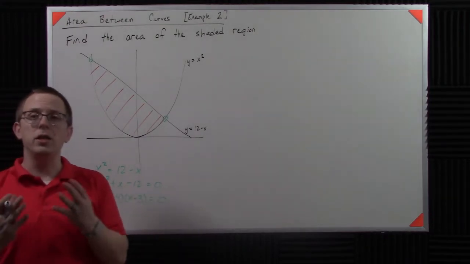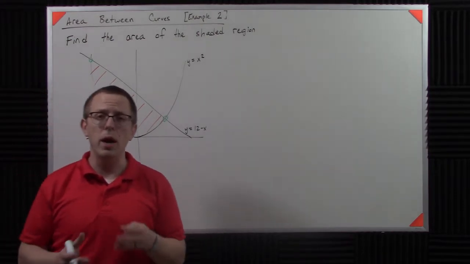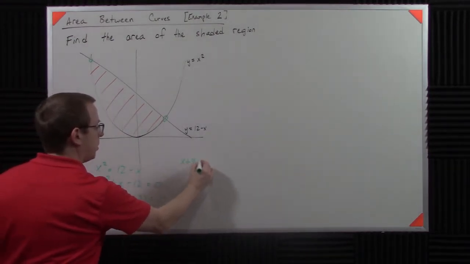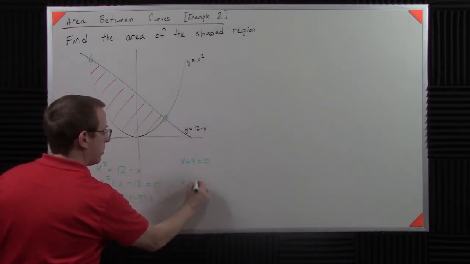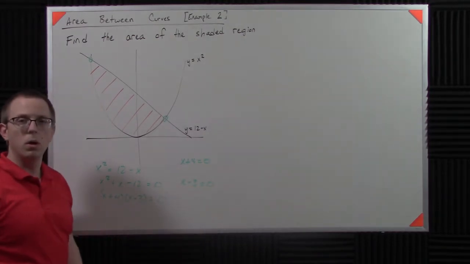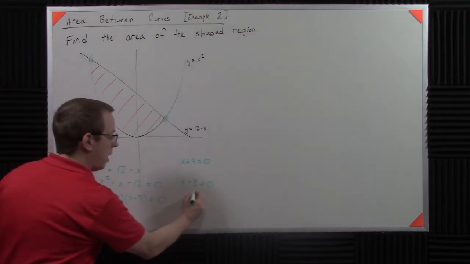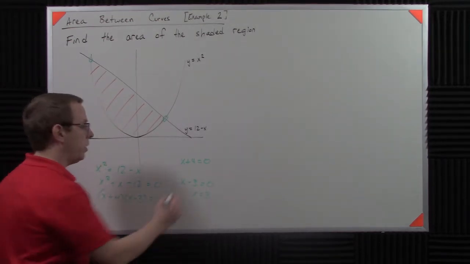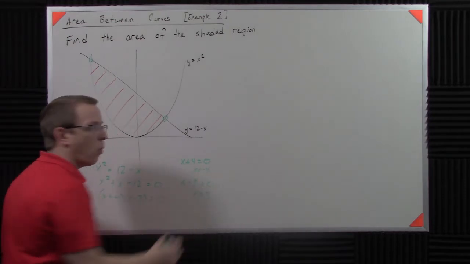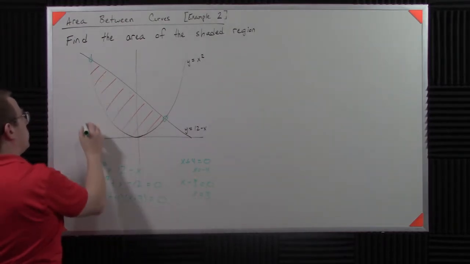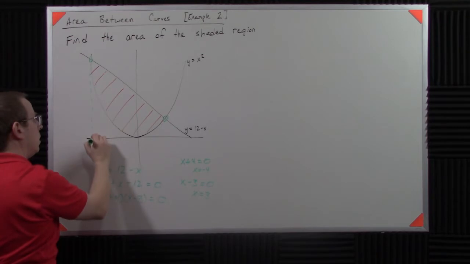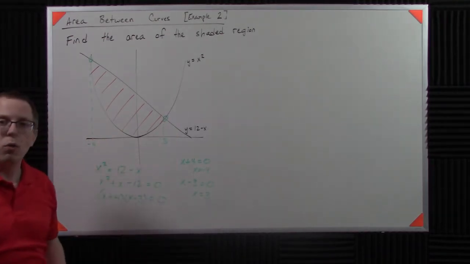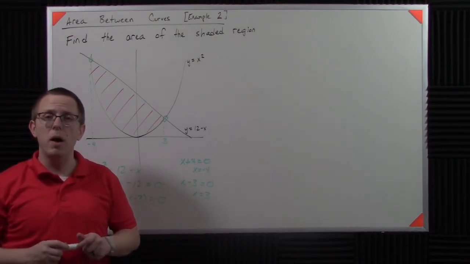And so then, by the zero product property, I can pull out individual factors. I can say x plus 4 must be equal to 0, and x minus 3 must be equal to 0. So that tells me that when x is 3, they have the same output, and when x is negative 4, they have the same output. So that means negative 4 and positive 3 are going to be my bounds.